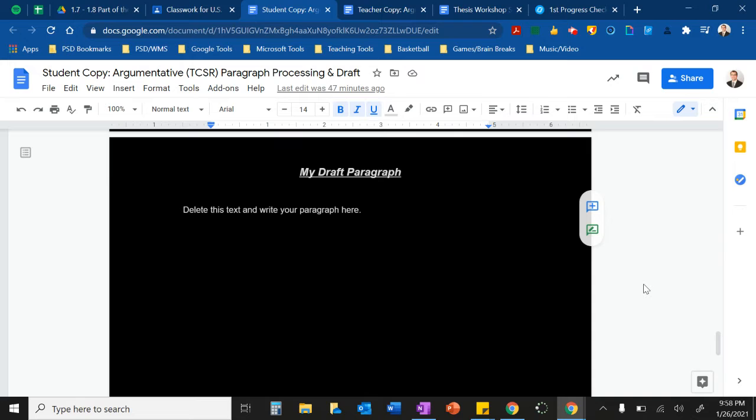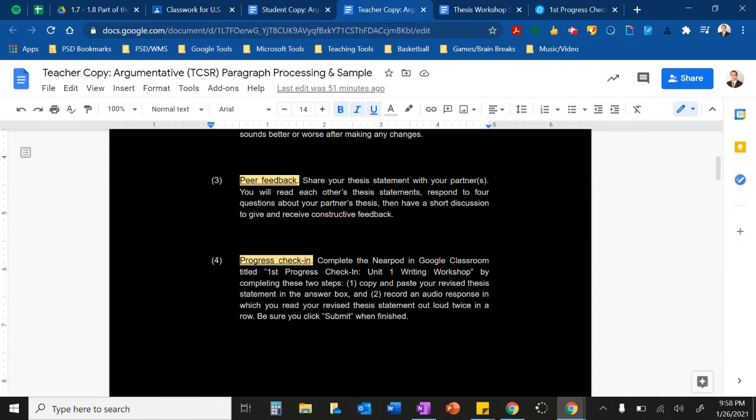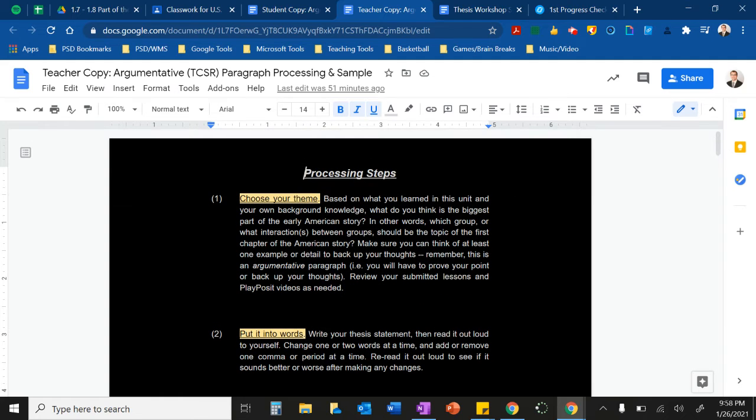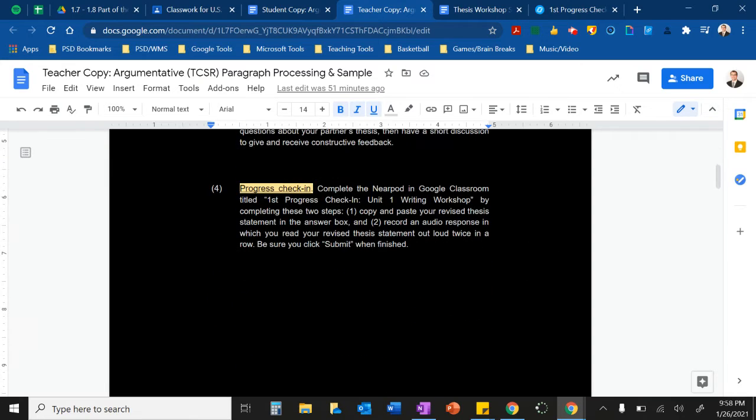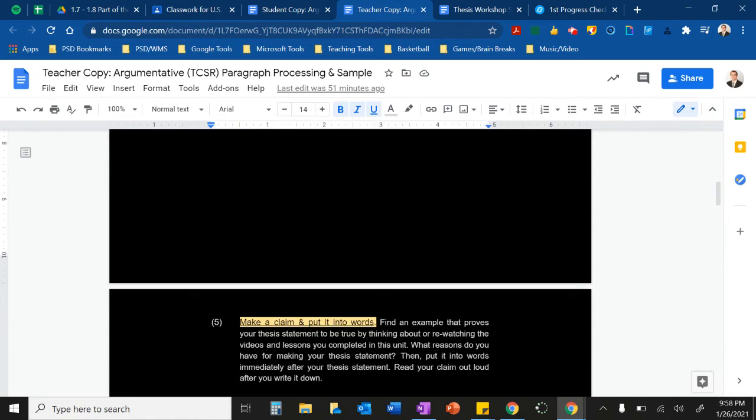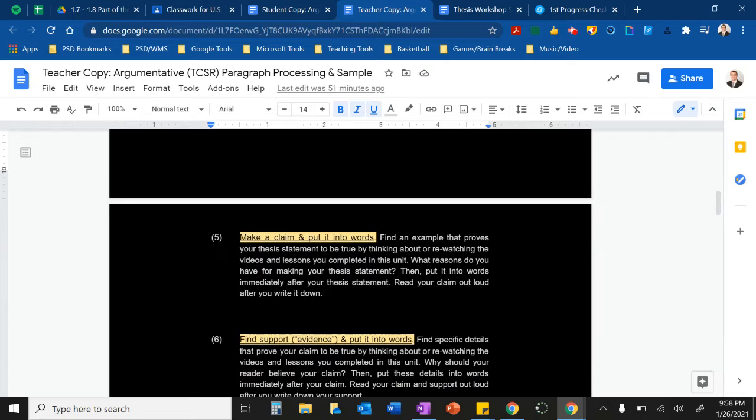So the first thing you're going to do after this video ends, and once you're ready to start working, is starting up at the very top. I've got these steps that you're going to go through listed here. We're going to do the first page today, and then the second page. So steps 1 through 4 today, and then steps 5 through I think 9 next time.